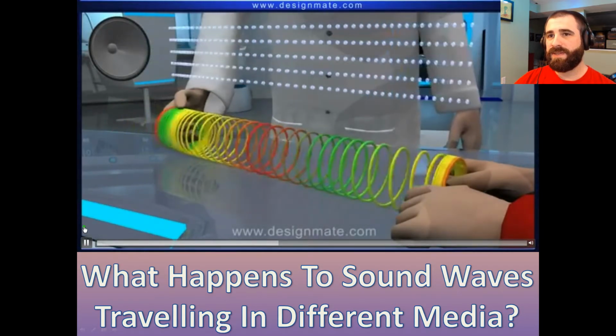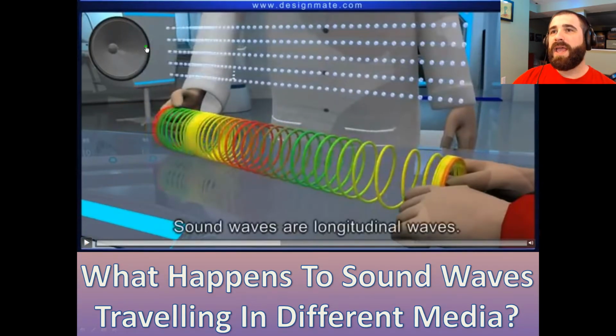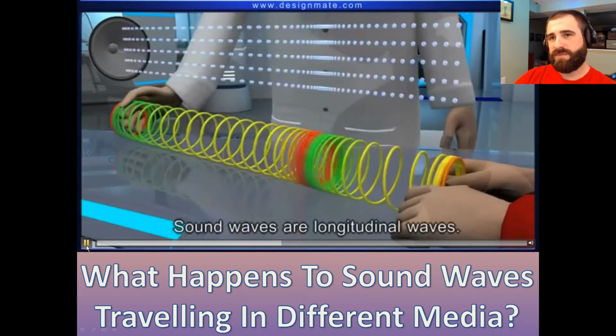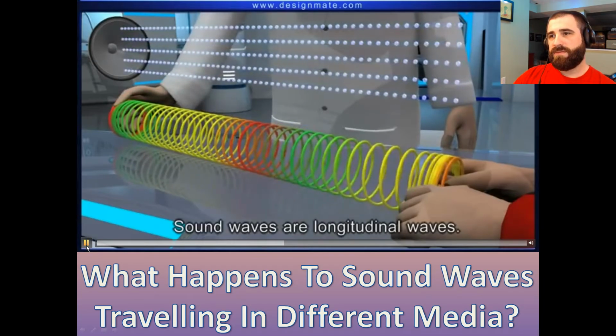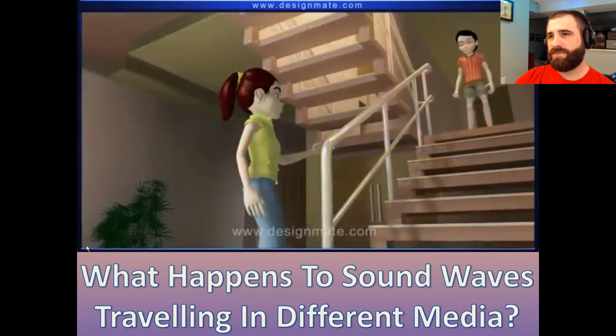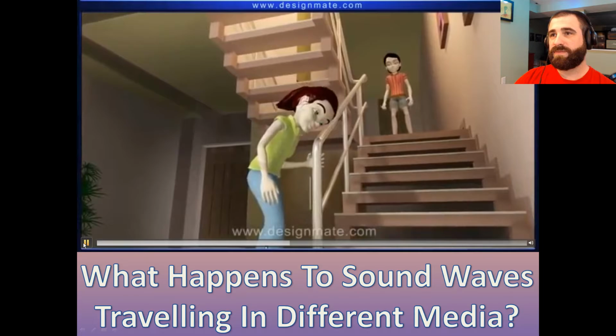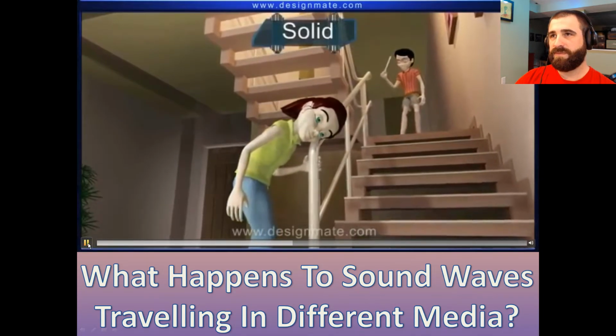This is a longitudinal wave motion. And you'll notice that these particles are kind of staying where they are, right? They're moving back and forth, but they're not traveling down the line. They're not translating. They're just oscillating. Translating meaning moving. Sound waves are longitudinal waves. These waves travel at different speeds in different mediums.